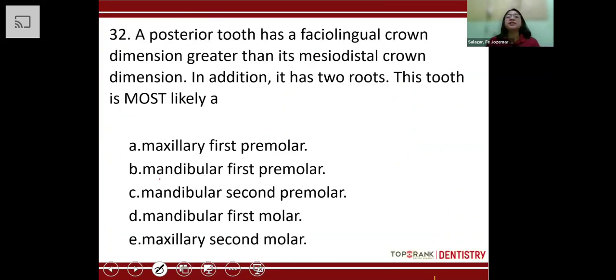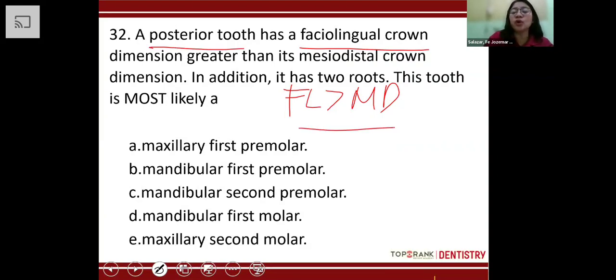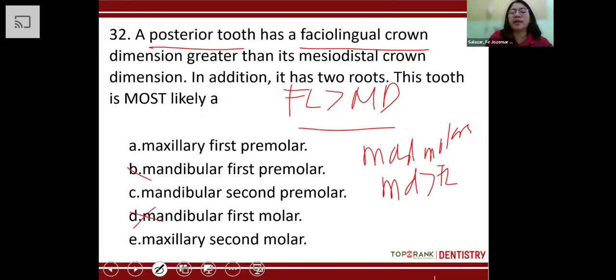Okay, so let's now discuss your maxillary premolars. A posterior tooth has a faciolingual crown dimension greater than its mesiodistal crown dimension. Faciolingual greater than mesiodistal. Okay, so hindi pwede. Ano bang posterior yung hindi nagfa-follow dito? Mandibular molars. Kasi ang mandibular molars, mesiodistal greater than faciolingual. Mandibular molar, wrong. Okay? So, nakatanggal na tayo ng isa.